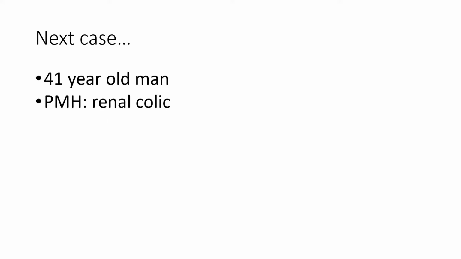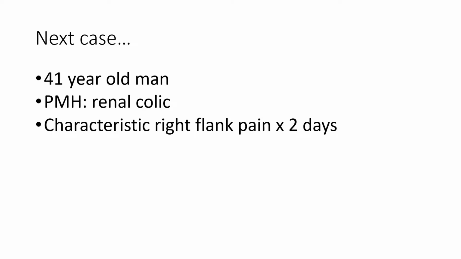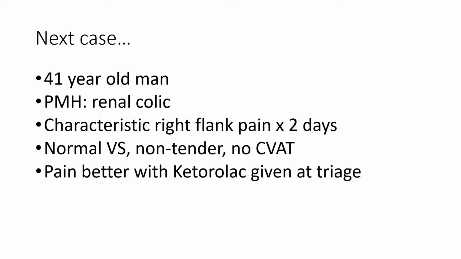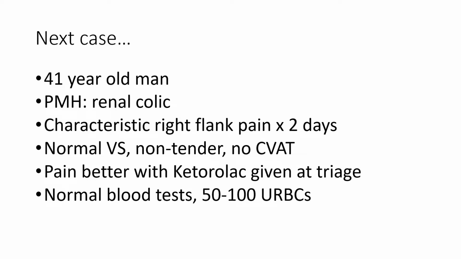Let's go through a couple more cases to see how renal POCUS can aid management. A 41-year-old man with a past medical history of renal colic presents with characteristic right flank pain for 2 days. He has normal vital signs and no tenderness on exam. His pain is already better with ketorolac given at triage. His blood tests are normal, and he has 50 to 100 red blood cells per high power field in his urine. There are no red flags.